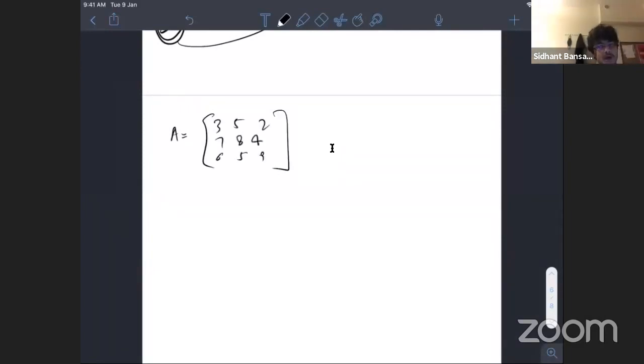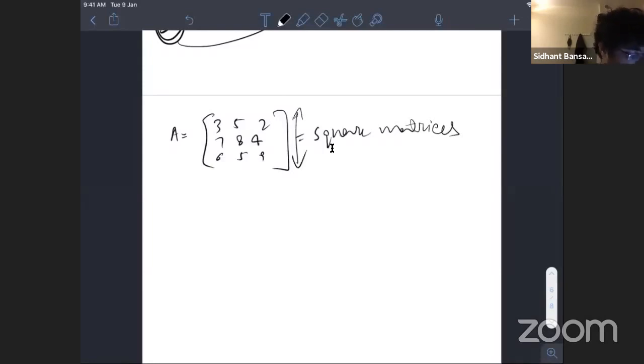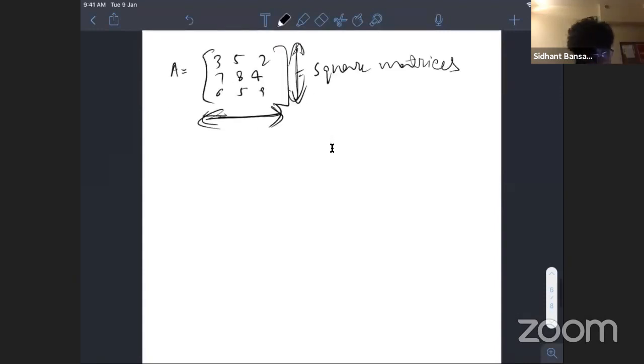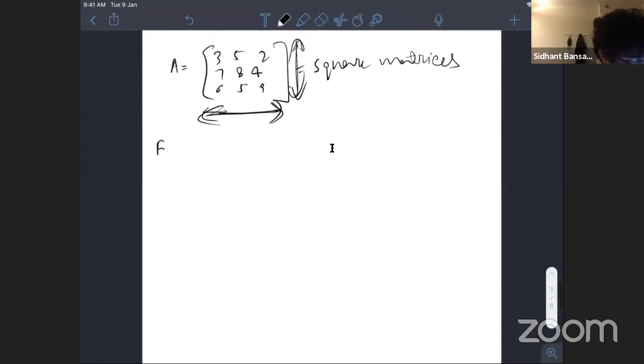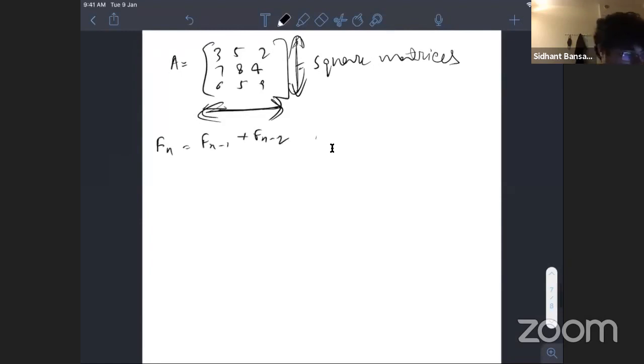In this session, we are going to discuss mainly square matrices, because luckily in competitive programming, you mostly care about square matrices, not rectangular ones. Square matrix means the length and the width are both the same. What's the motivation? The motivation is Fibonacci. You have this recurrence: Fn equals Fn minus 1 plus Fn minus 2, with F1 equal to 1 and F2 equal to 1, let's say. And you want to create new values. So how do you go about this?